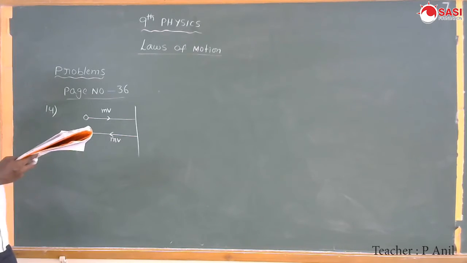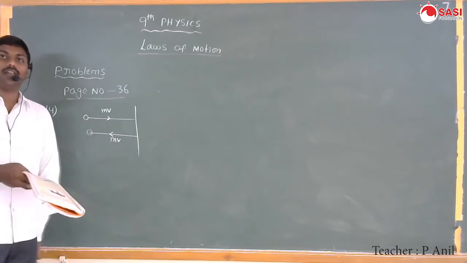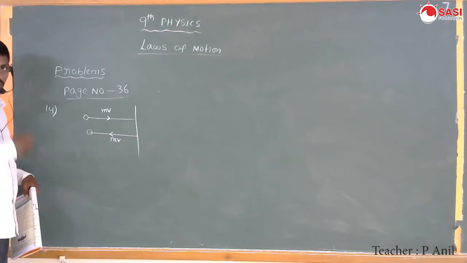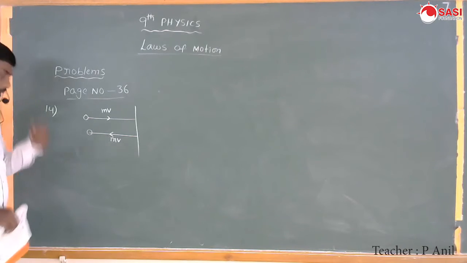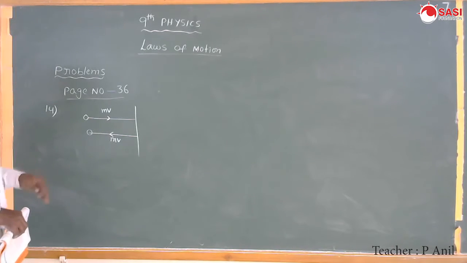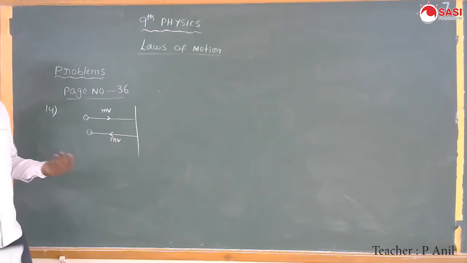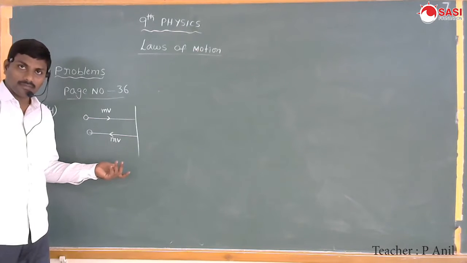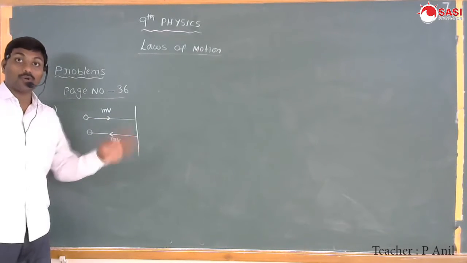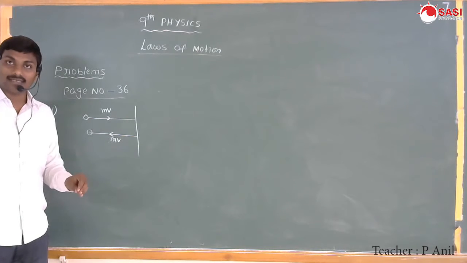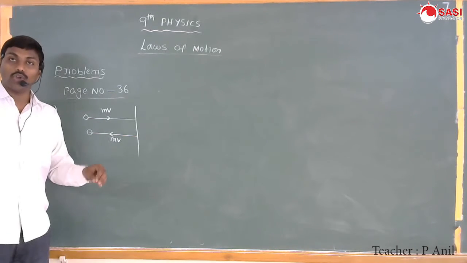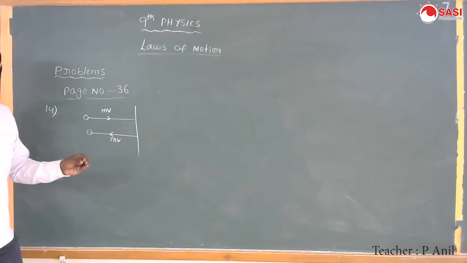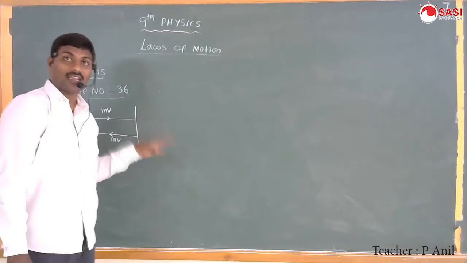Here we have to find the average force acting on the ball due to the wall. What is the initial momentum of the ball? What is the final momentum of the ball? The initial momentum is mv. The final momentum is mv. What is the change in momentum? mv minus mv, 0? You don't say like that. Why? Because momentum is a vector quantity. You subtract vectorially, not algebraically. Let us see here carefully.